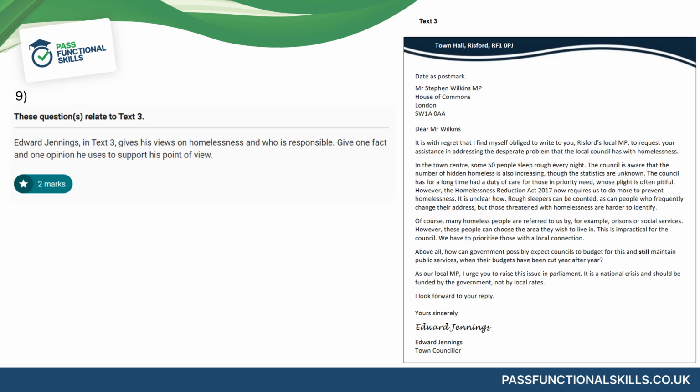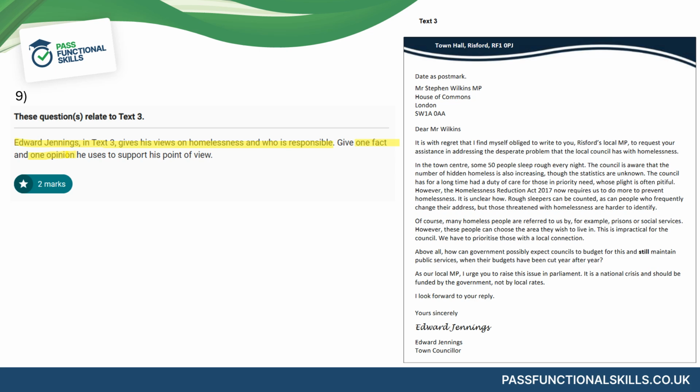Question 9. Edward Jennings in text 3 gives his views on homelessness and who is responsible. Give one fact and one opinion he uses to support his point of view. Okay, so this question has a little bit of context to it. They're telling us what the text is about using this sentence here. A common mistake students make with these type of questions is they read this first part of the question in a way that they think it's asking them to summarise the writer's views on homelessness and who is responsible. But that's just giving you some context as to what the text is going to be about. The actual question here is just the second sentence, so they're just asking us to pull one fact and one opinion from the text for 2 marks.